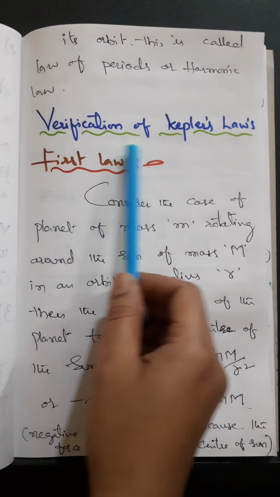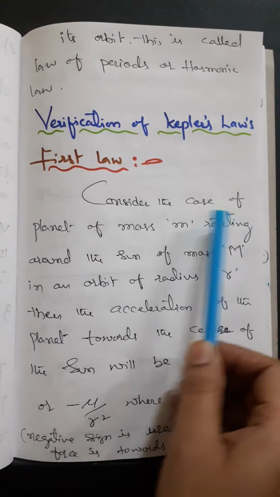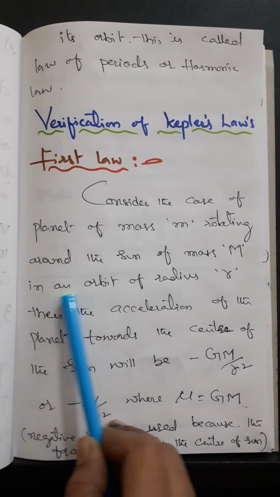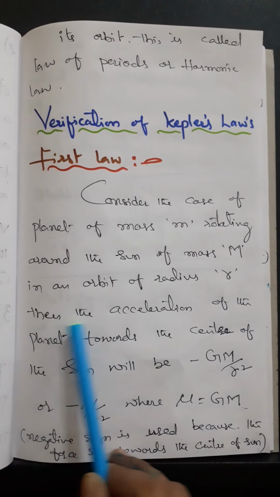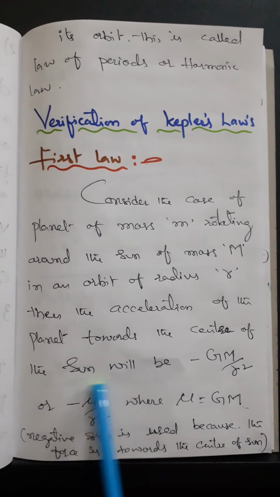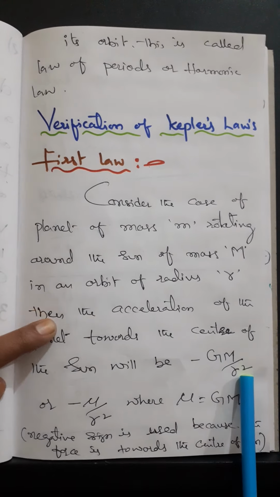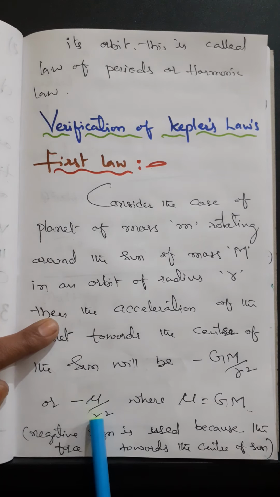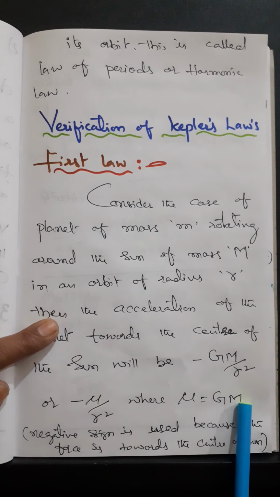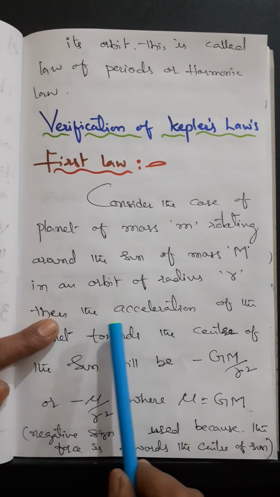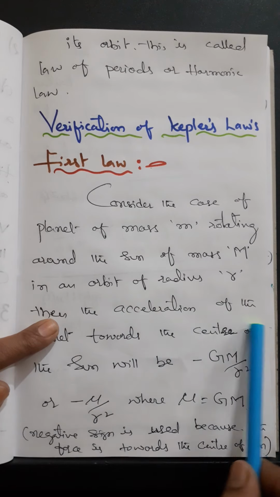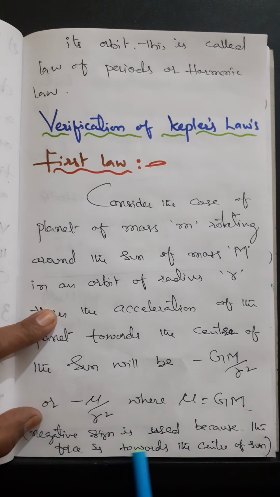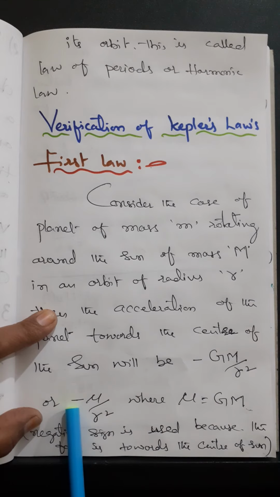For the verification of Kepler's first law, consider a planet of mass m rotating around a sun of mass M, in an orbit of radius r. Then the acceleration of the planet towards the center of the sun will be minus GM by r square. G and M are constants, so we replace them by a single constant mu, giving minus mu by r square, where mu is equal to GM. This is the radial acceleration, the acceleration of the planet towards the sun. The negative sign is there because the force is towards the center of the sun.